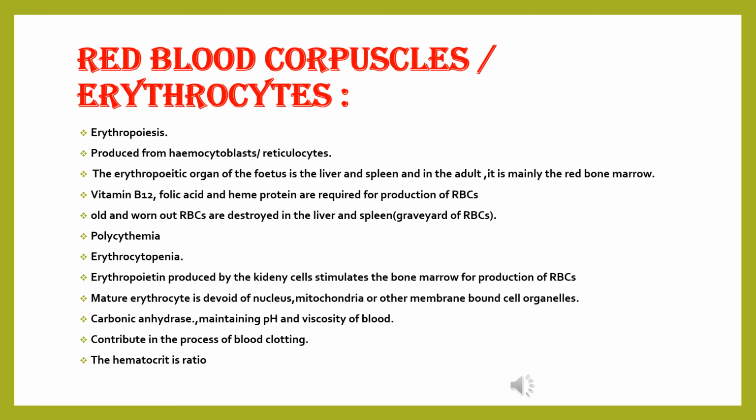For synthesis of RBC, there is a need of some basic elements such as vitamin B12, folic acid, and the heme protein which contains iron is required for the RBC. And then once those 120 days are over, the old, dead, worn out RBCs are destroyed in the liver and in the spleen. That's why the spleen is also called the graveyard of RBC.